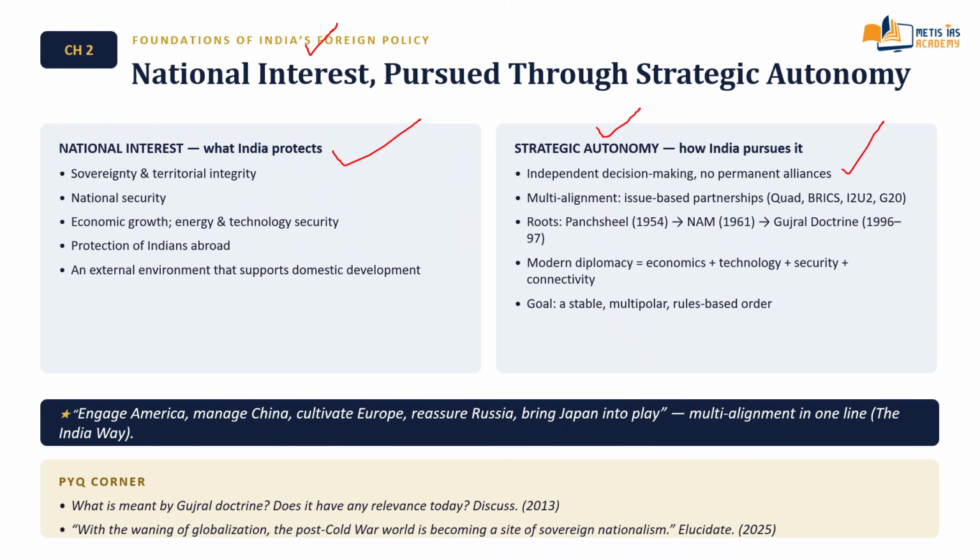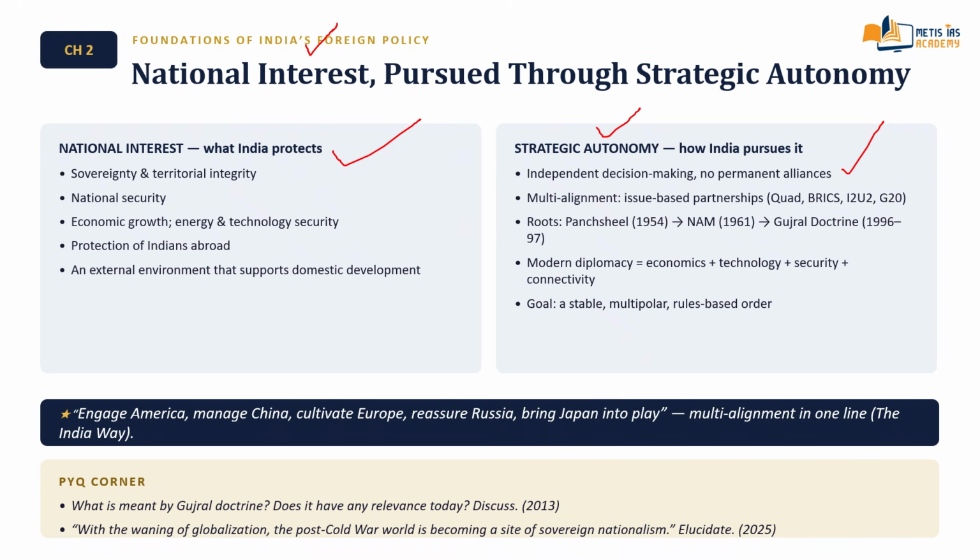This principle explains why India can strengthen defense cooperation with France, technology partnership with the United States, energy cooperation with Russia, economic engagement with the European Union, maritime cooperation with Australia and Japan, and developmental partnership with Africa, all at the same time. That is not inconsistency, it is strategic autonomy in practice. Throughout this marathon, you will notice that this principle connects almost every topic we study.